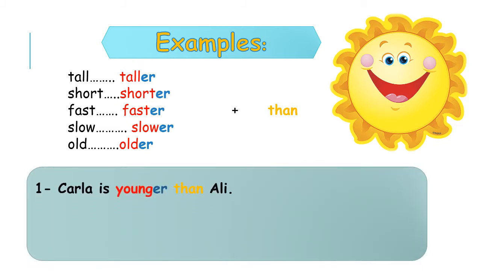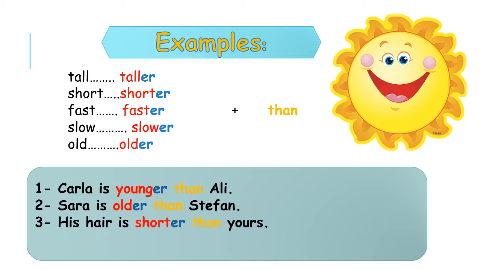So, Carla is younger than Ali. Young plus er, it will be younger plus than. So it will be younger than. Number 2. Sarah is older than Stephen. Our adjective here is old plus er, so it will be older plus than, it will be older than. So Sarah is older than Stephen.